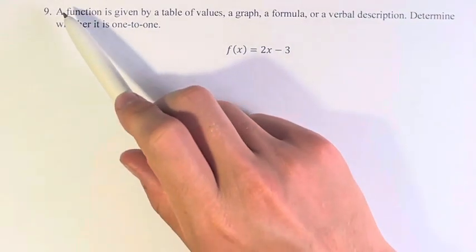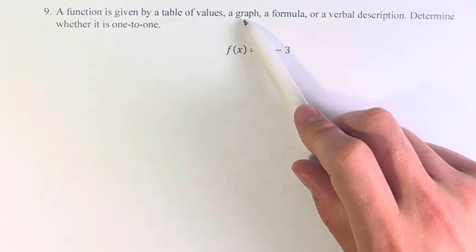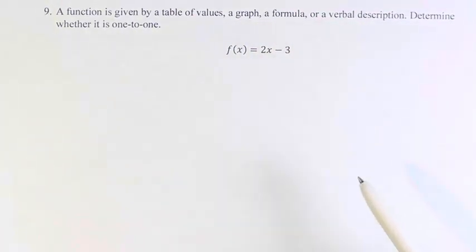In this problem, we're told a function is given by a table of values, a graph, a formula, or a verbal description, and determine whether the function is one-to-one. So what we're going to do is we're going to see here that we have the function f of x is equal to 2x minus 3.